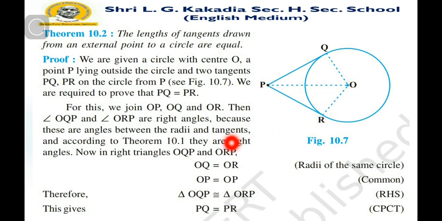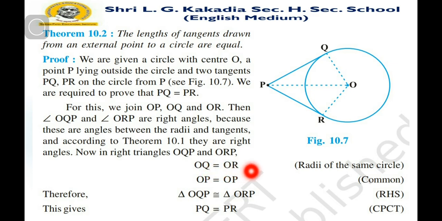OQP and ORP, OQ is equal to OR because they are radii of the same circle. OP is equal to OP because it is a common side for these two right angle triangles. And it is already a right angle. So by the RHS, right angle, hypotenuse and side, by that theorem, we can say that triangle OQP is congruent to triangle ORP.